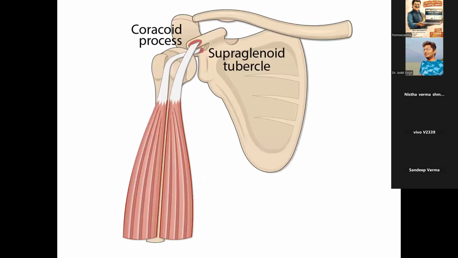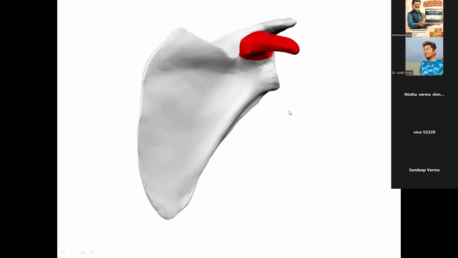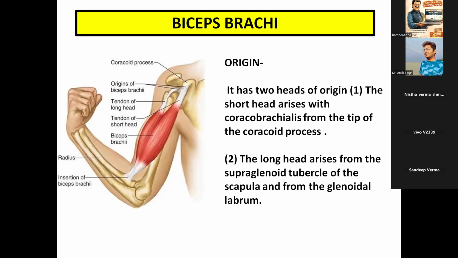Now you see, this is over here, there is a glenoid cavity. ठीक है. ग्लिनॉइड कैविटी के ऊपर एक ट्यूबरकल रहता है, उसको हम कहते हैं सुप्राग्लिनोइड ट्यूबरकल. उसके नीचे एक ट्यूबरकल रहता है जिसको हम कहते हैं इंफ्राग्लिनोइड ट्यूबरकल. तो उसका ओरिजिन कहाँ से हुआ है? From the supraglenoid tubercle. So long head arises from supraglenoid tubercle, while the short head arises from the tip of coracoid process. Tip of coracoid process also on the scapula. Supraglenoid tubercle, that is also on the scapula.